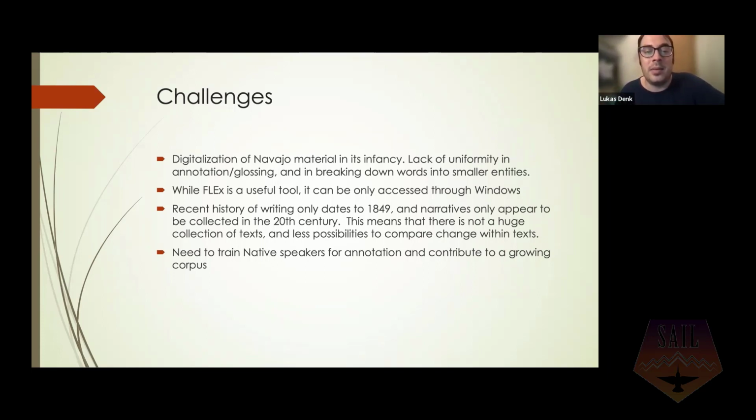And then there's the problem that there is not much text in Navajo, so at one time there is going to be no more text to gloss, but until then I still have a lot to do. And then obviously very important, we need to train native speakers for annotation and contribute to a growing corpus, because I don't know how long I will be doing this project. So it's very important for it to be more accessible.